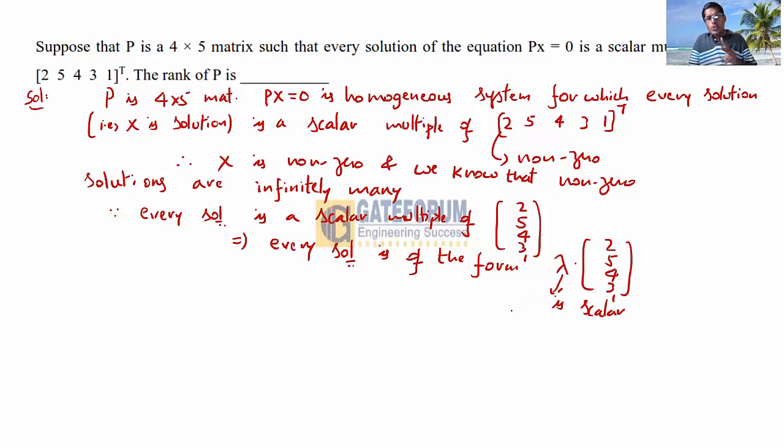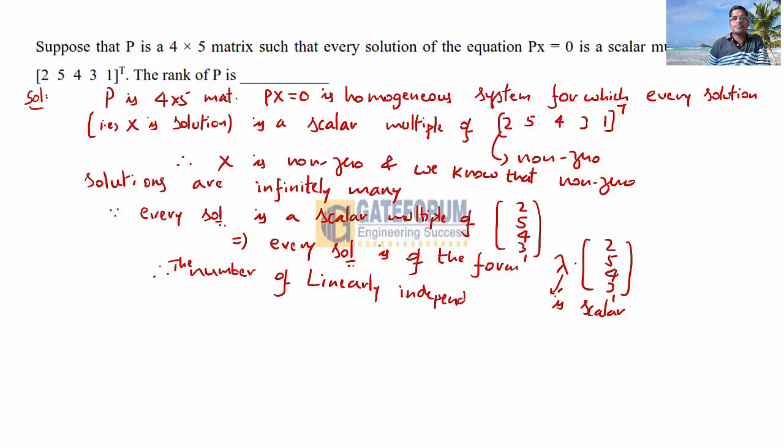When two vectors are linearly dependent, one is a scalar multiple of the other. So here every solution is a scalar multiple, which means the solutions are linearly dependent. Therefore, the number of linearly independent solutions of the homogeneous system Px is equal to 0 is 1.